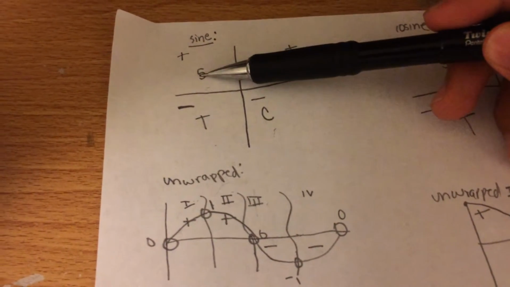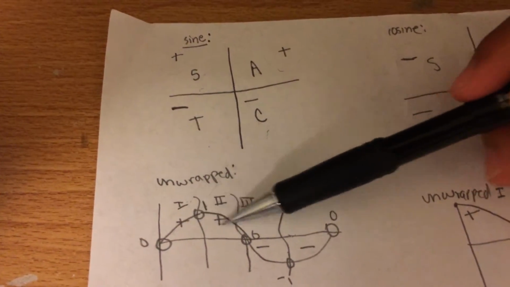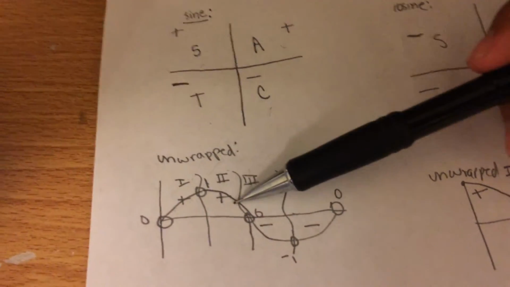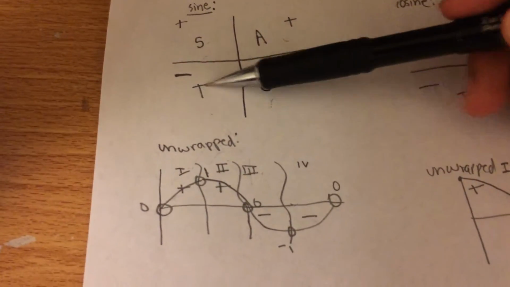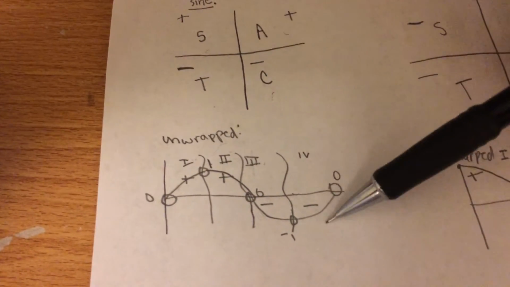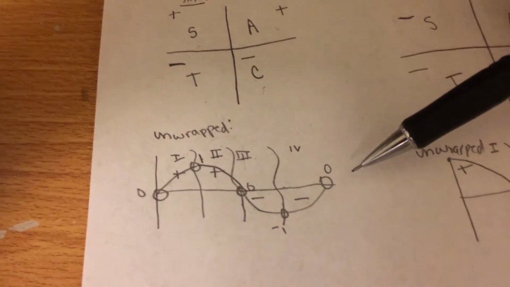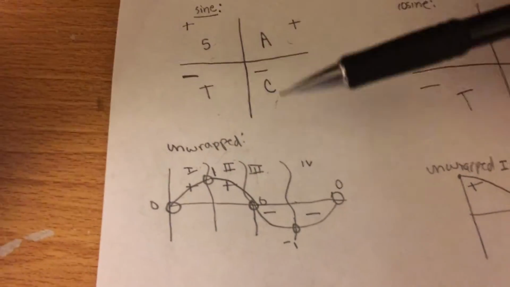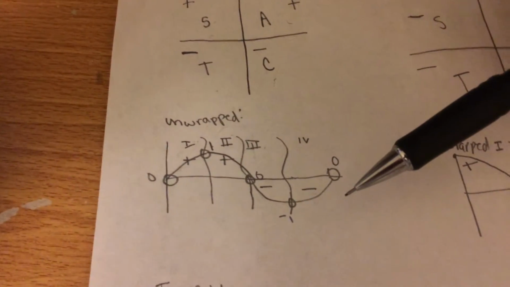And the second one is also positive. You can see it's still positive in the second quadrant. And when we get down to the third, it's negative, so it's going negative. The fourth is also negative. And that's how sine looks when it's graphed.